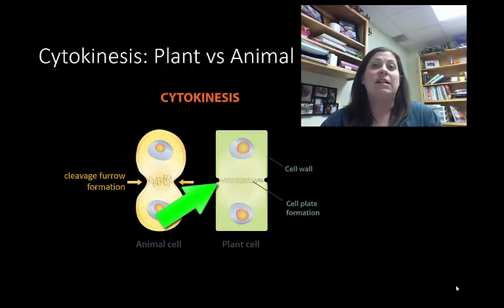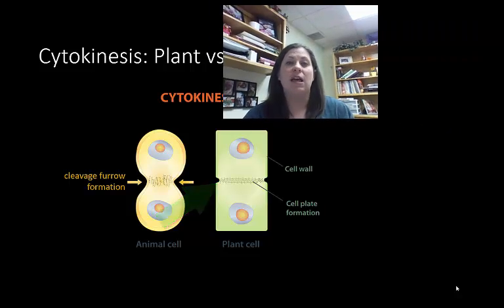Plant cells can't do this. Okay, they can't do this because of the structure of the cell wall. They can't just pinch apart into two. So instead of having a cleavage furrow, we're seeing that they're going to form a cell plate. They're going to build a cell plate, which is then going to separate those two new cells.